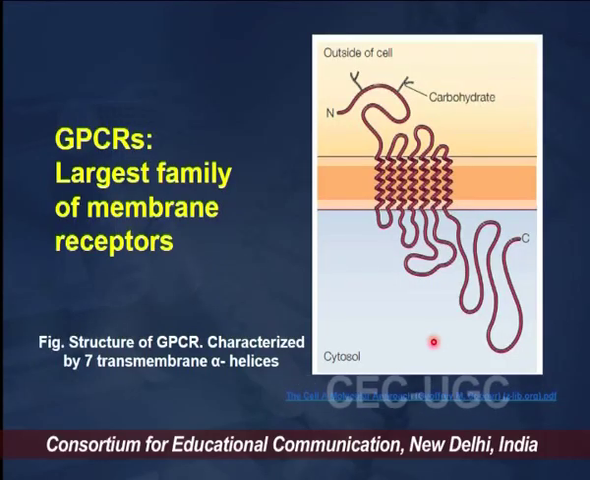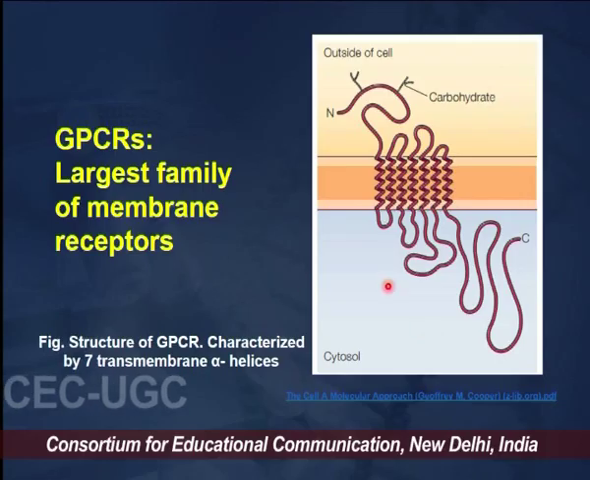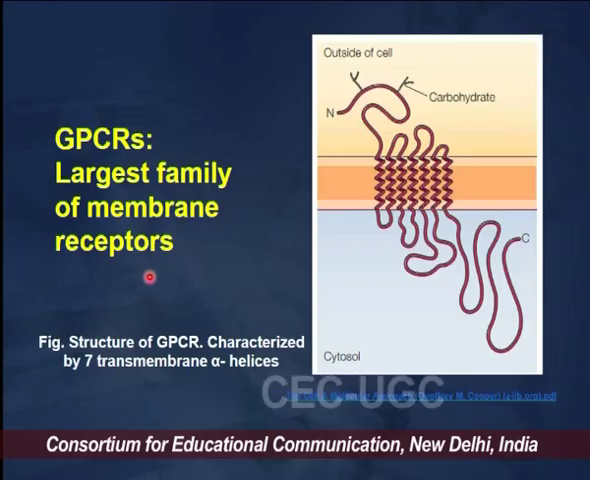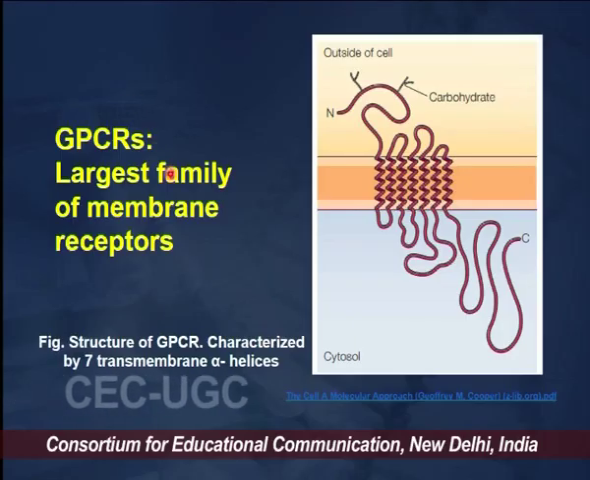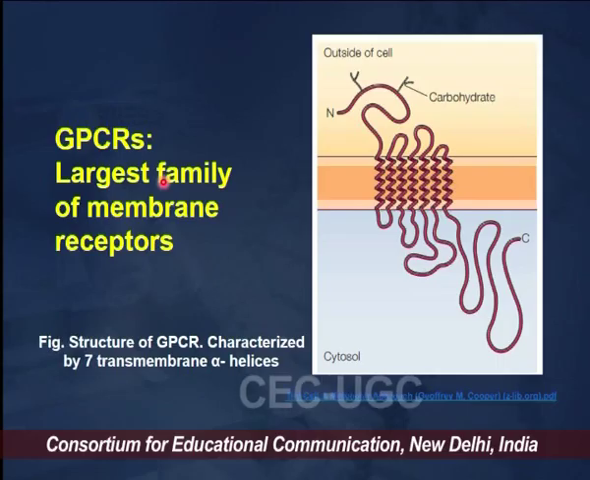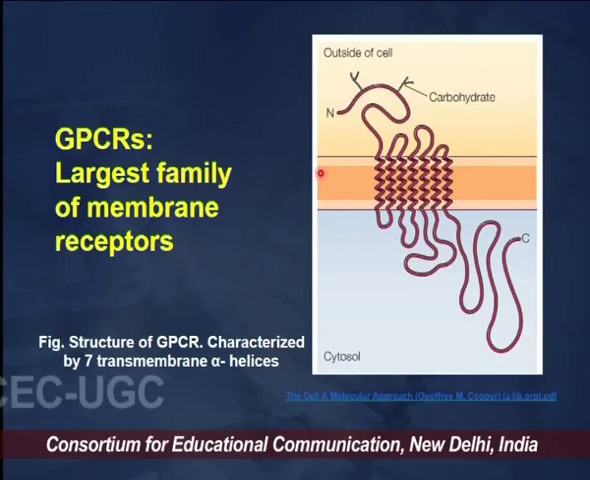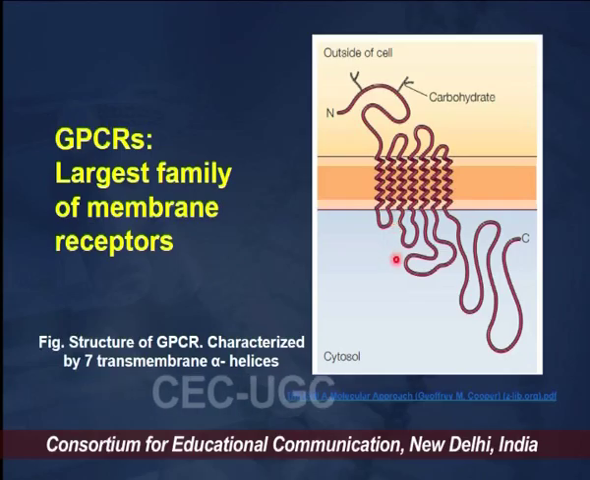Now, we will talk about the glycoprotein hormones, that is GnRH, LH and FSH. These hormones function via membrane bound receptors, which belong to the largest family of membrane receptors called GPCRs, that is G-protein coupled receptors. I am sure you must have studied this receptor and its structure in cell biology, but let me give you a brief introduction to the structure of GPCRs.